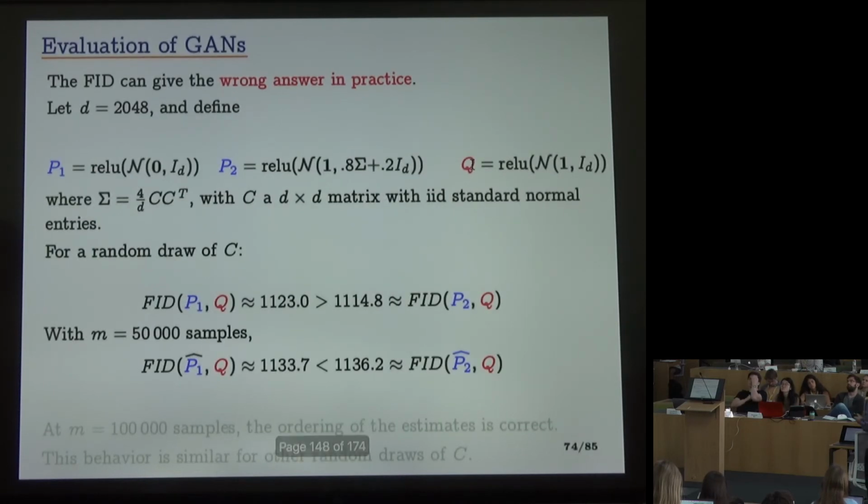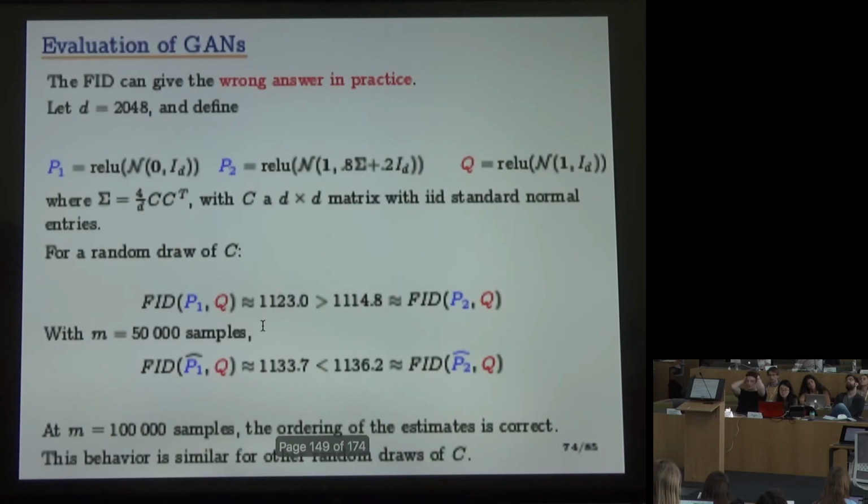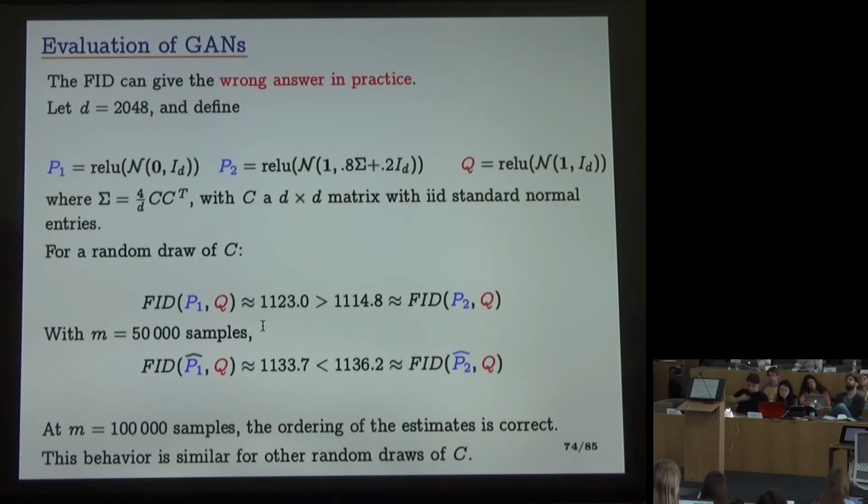All right? So for a particular random draw of C, which is the thing I use to construct my covariance for P2, I've drawn C in such a way that P1 is worse than P2, right? So if I had infinite samples, P1 would be the worst option. Bad news is, if I see 50,000 samples, P1 wins, okay? I got the wrong order. When I see 100,000 samples, P2 wins. So the ordering of my two models, P1 and P2, will depend on how many samples I've seen.